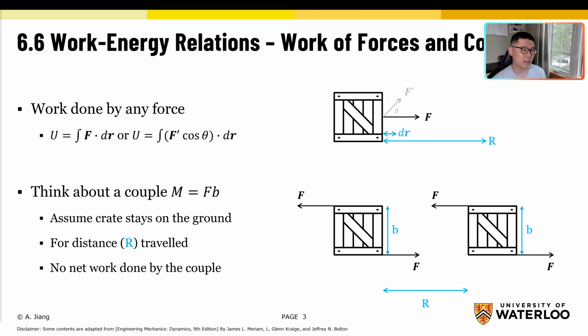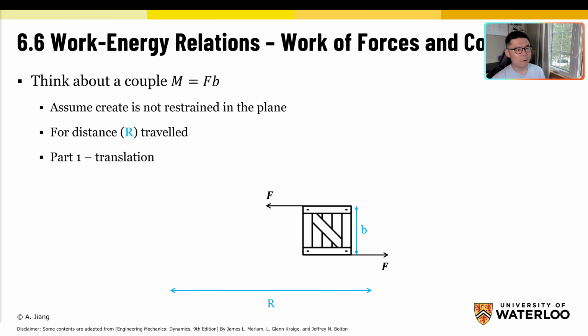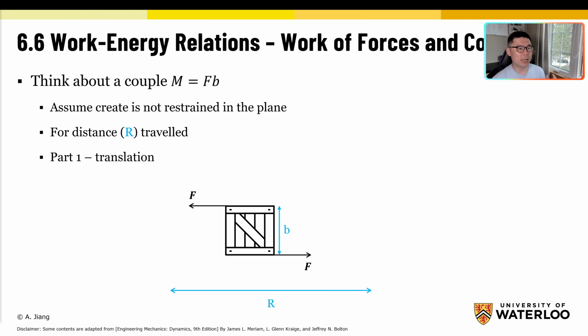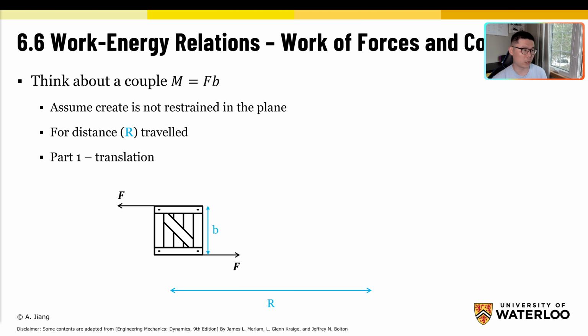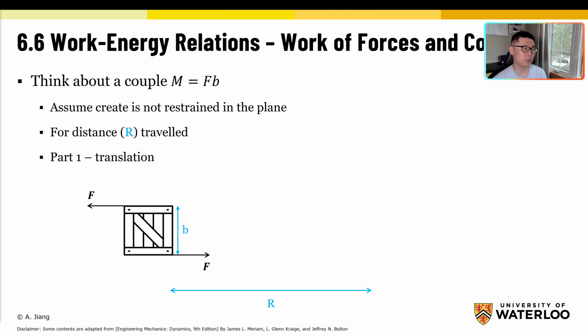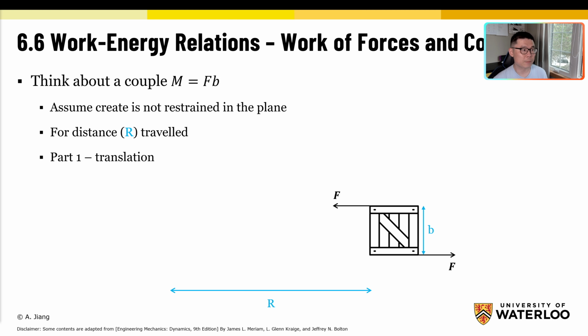We assume that the crate stays on the ground for the whole time and travels for a distance r. Based on the definition of work, looking at this crate as a system, there is no net work done by the couple, as one force does positive work and one force does exactly the opposite to cancel it. So there is no net work done to the system. Therefore, for translational motion, the couple does not do any work. This is the first point you need to make sure you're understanding.